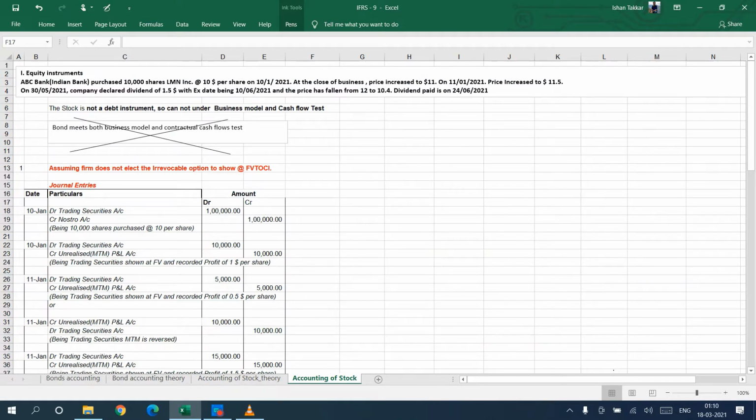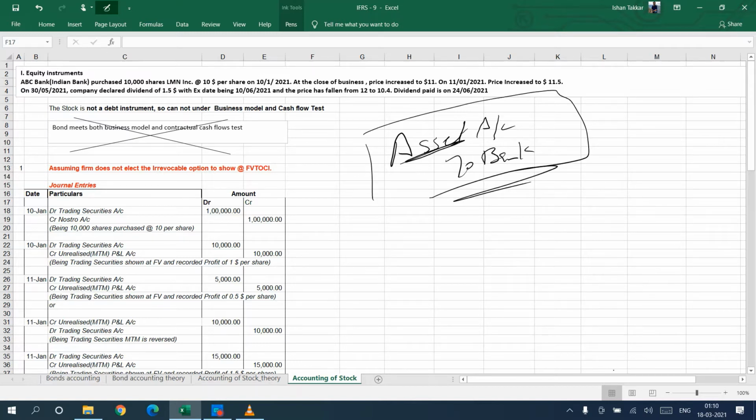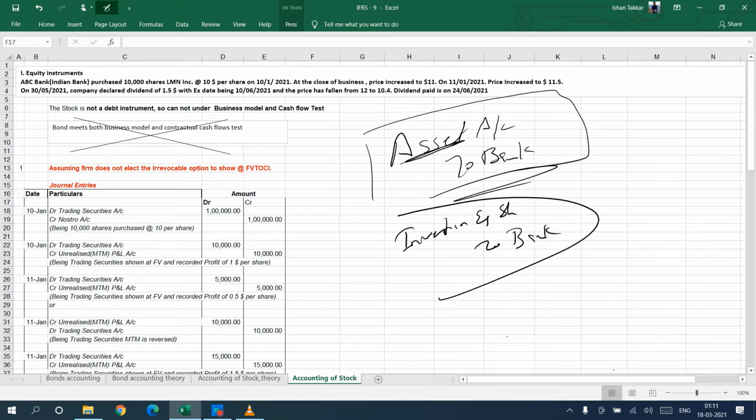Whenever you buy any share, any asset, what accounting entry will you pass? The accounting entry when you buy any asset is that asset account debit, because that particular asset increases, to bank. When you buy an equity share, that is also an asset. So what accounting entry to pass? Investment in equity share to bank. That is the simple entry that you will pass. And this equity share you will show at fair value.